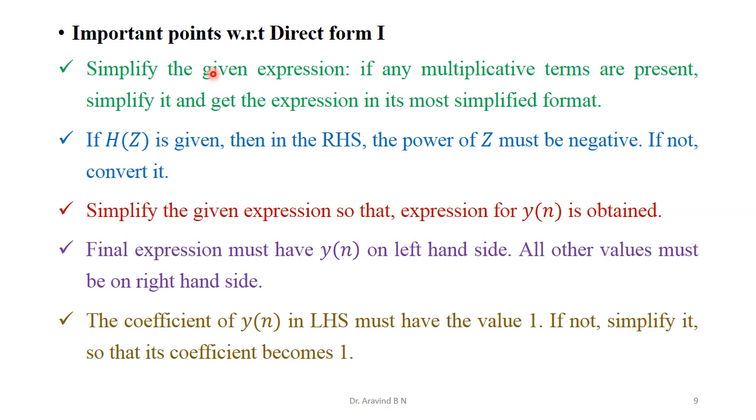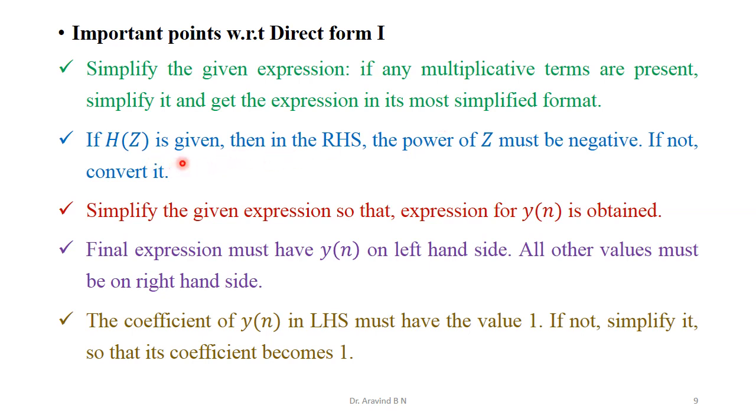Then we are going to have structural realization in the IIR filter, and we are going to study two structural realizations, the direct form 1 as well as the direct form 2. These are a few points that we need to remember with respect to direct form 1. You can just go through it with words. First one, simplify the given expression. If any multiplicative terms are present, simplify them and get the expression in its most simplified representation. There must not be any multiplicative terms. It must be in straightforward terms.